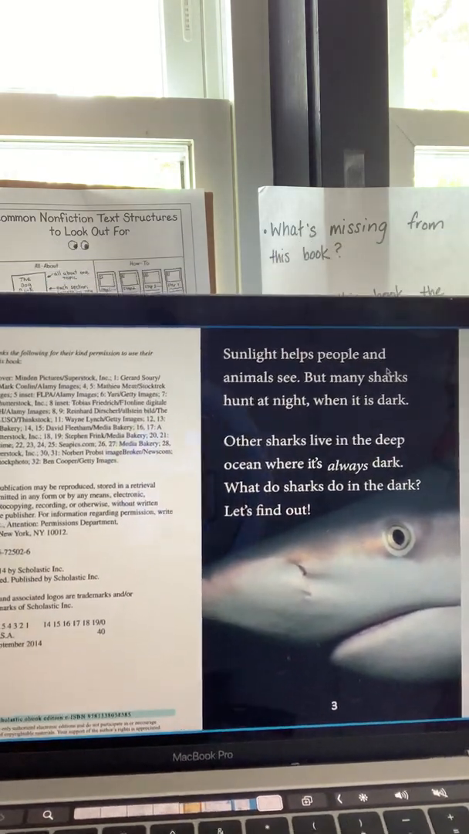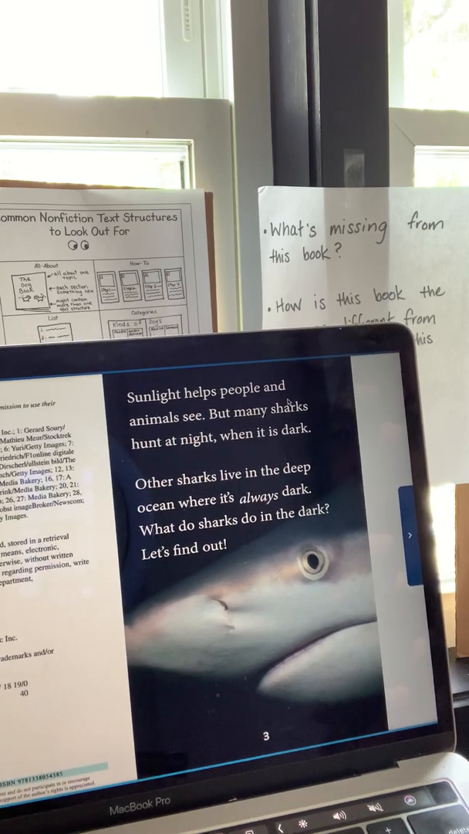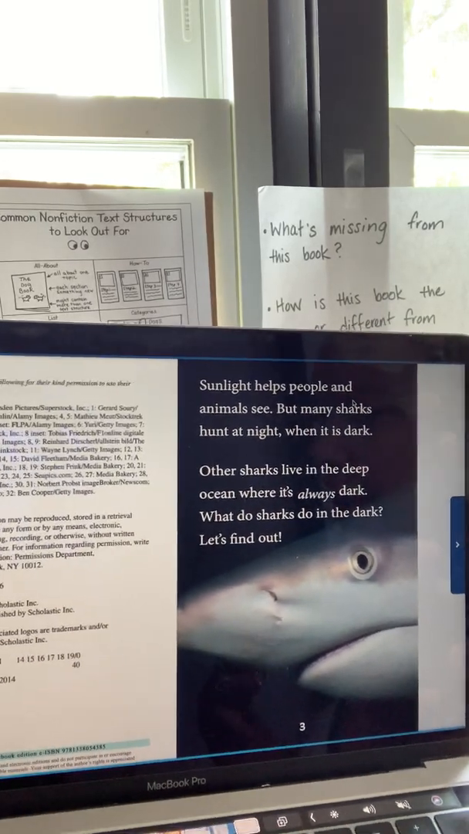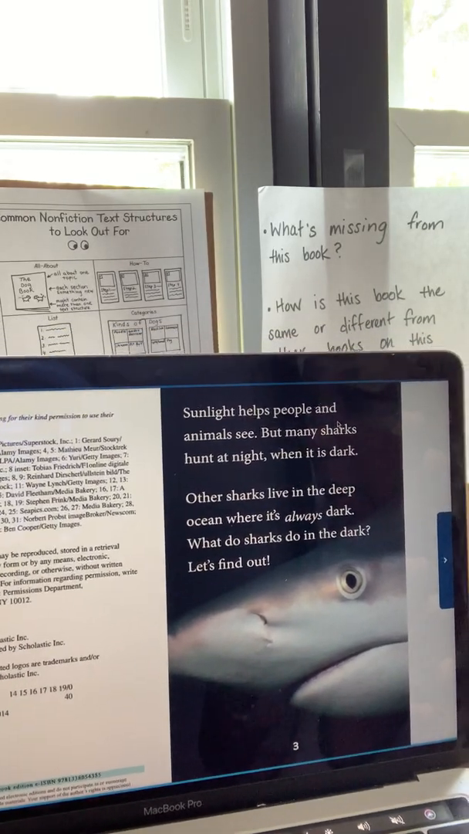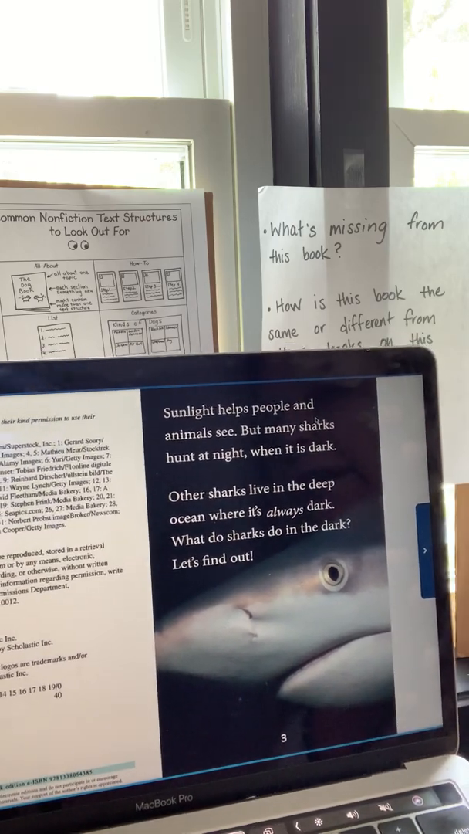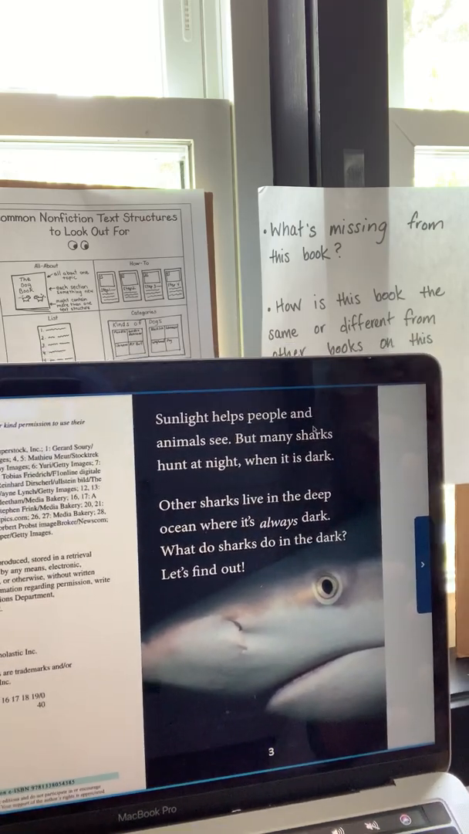Let's find out. Ooh, we already got some great information here about the introduction of this book, what the author is really going to focus on. What do you think it is, readers? What are some of your thoughts?